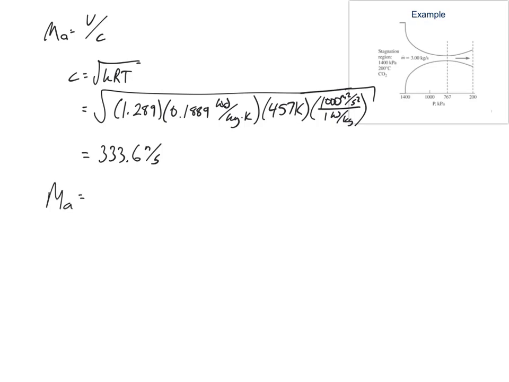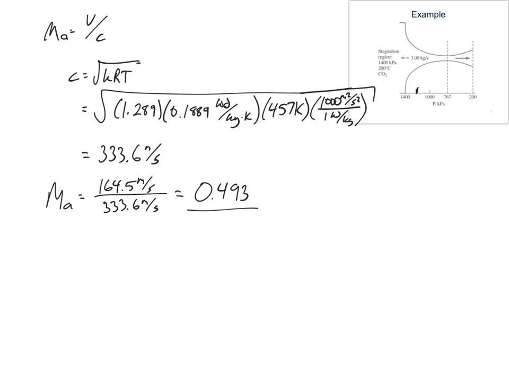Substituting that back into our equation, the Mach number is equal to the velocity from a previous calc, 164.5 meters per second, divided by 333.6 meters per second, and we get 0.493. So we're still subsonic at that point.